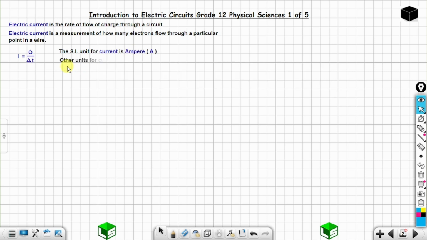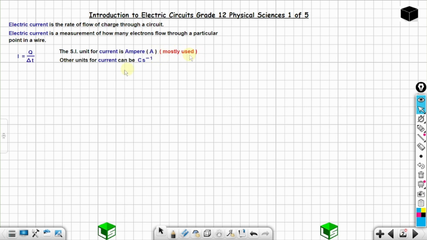Other units for current can be coulomb per second. Coulomb is the unit for charge, and second is the unit for time. So you have coulomb per second. When you bring second to the numerator, you are going to have an exponent of -1. So this is coulomb per second. The one we are going to use most of the time will be ampere, the SI unit for current.